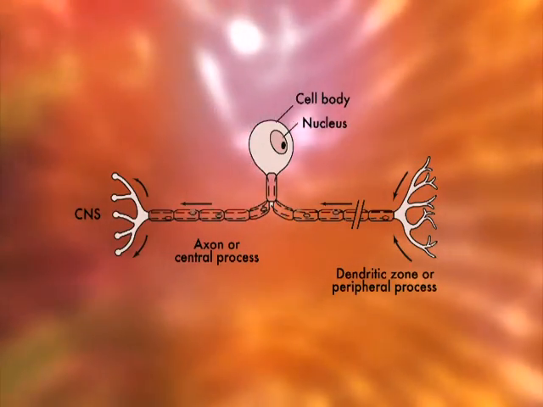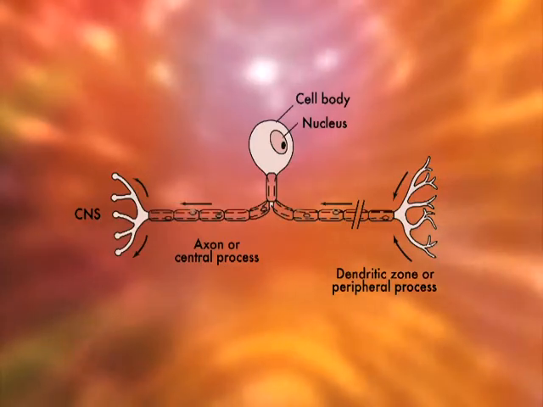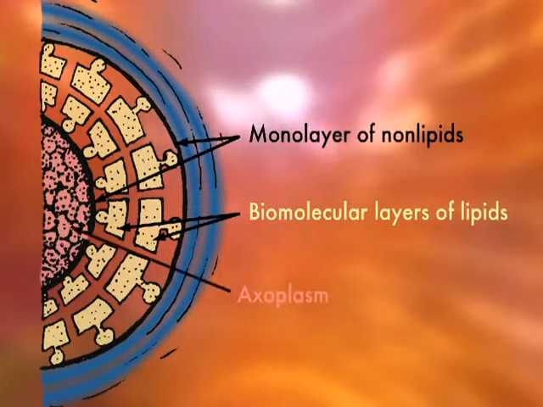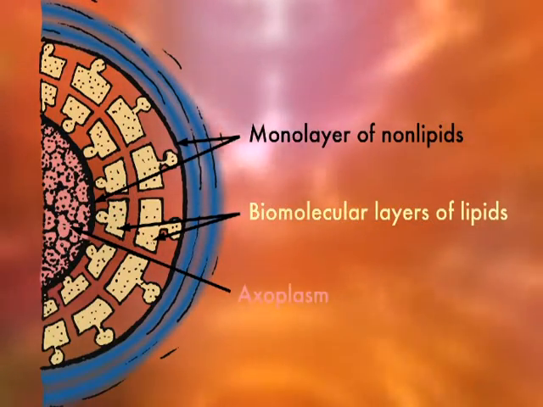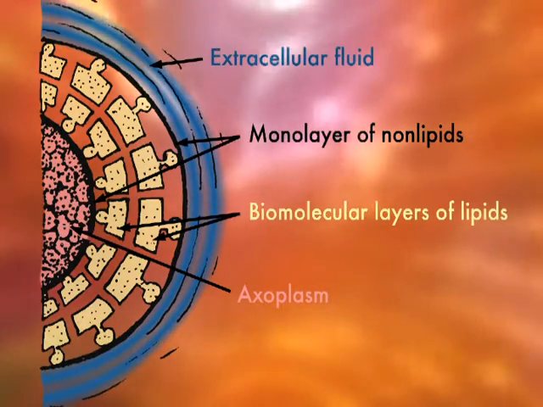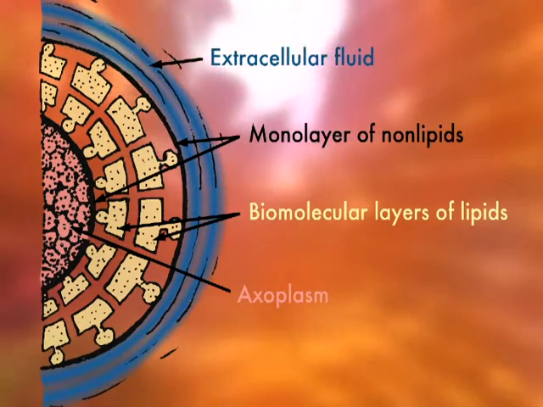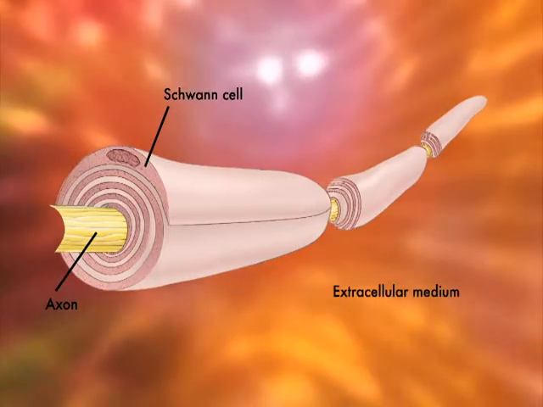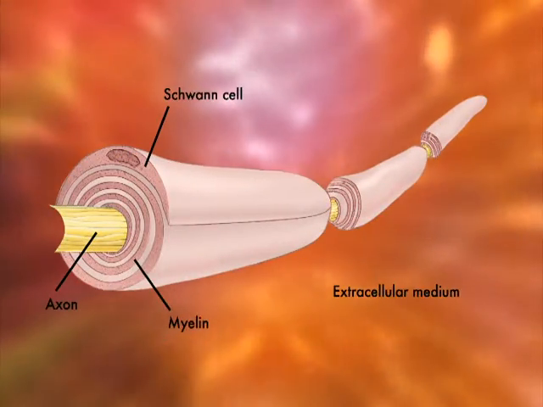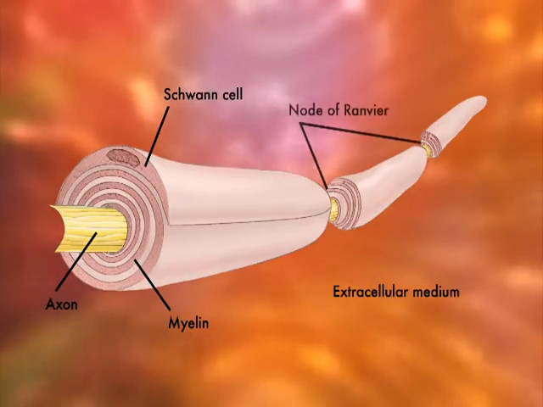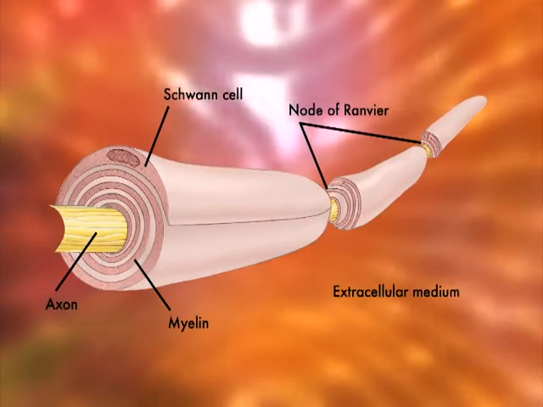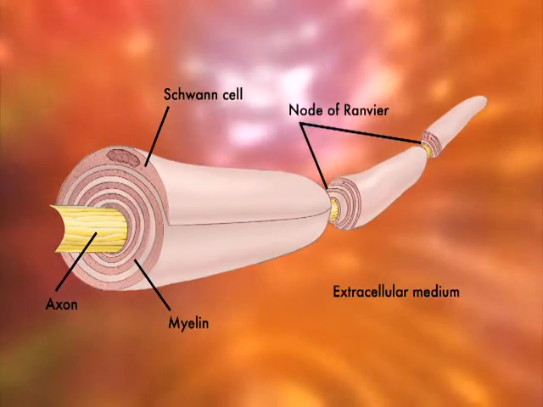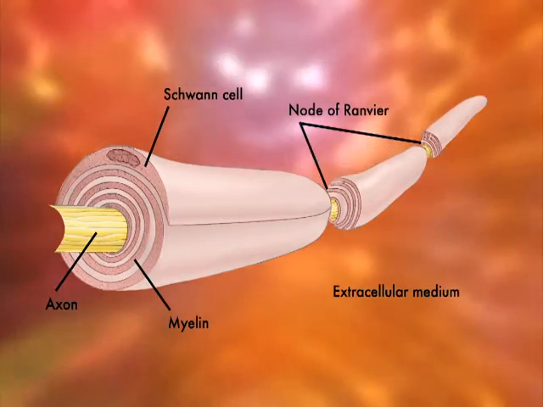The single nerve fiber, or the axon, is a long cylinder of axoplasm which is encased in a thin sheath, the nerve membrane, which separates the axoplasm from the extracellular fluids. In some nerves, this membrane itself is covered by an insulating lipid-rich layer of myelin. There are constrictions along the myelin called nodes of Ranvier. At these nodes, the nerve membrane is exposed directly to the extracellular fluid.